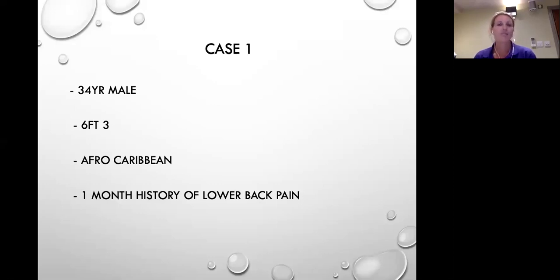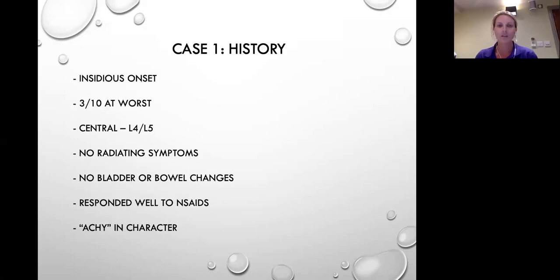And his main presentation was essentially that he had a 1-month history of lower back pain. Delving into that history a little bit more, it was of an insidious onset and was a relatively low grade. At worst, it was around 3 out of 10. Actually, when I saw him, things were already starting to improve. The pain was central around L3, L4, and the symptoms were very specifically there. There was no radiation down into the legs, and he had no bladder or bowel changes. He tried a few days of anti-inflammatories, and that seemed to be working. And he described it as a kind of achy pain.